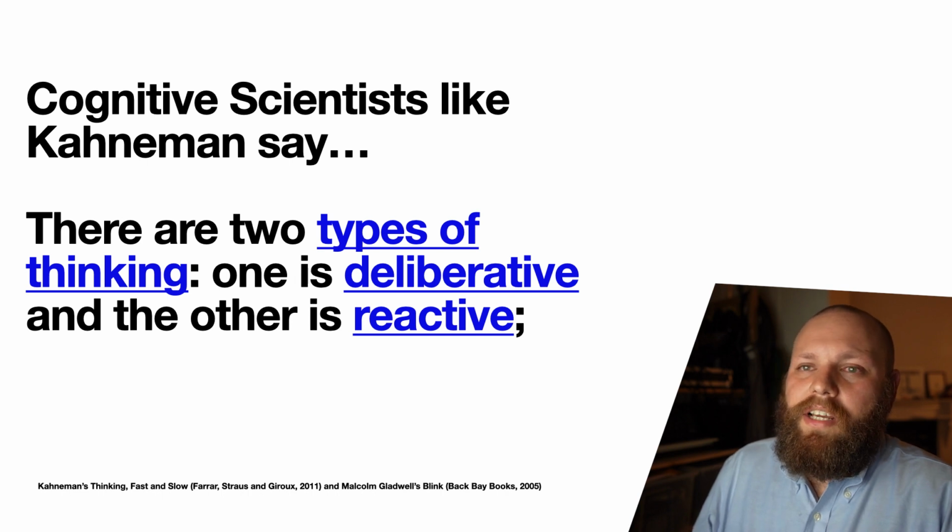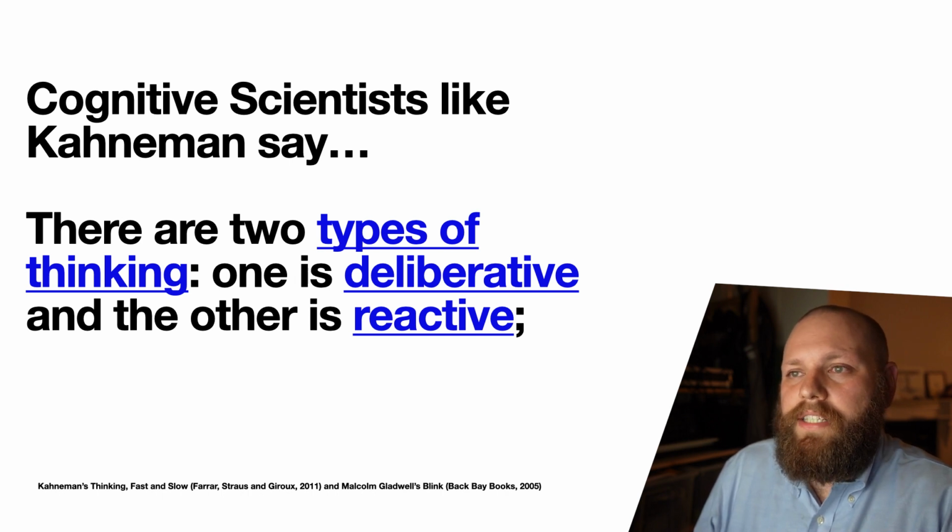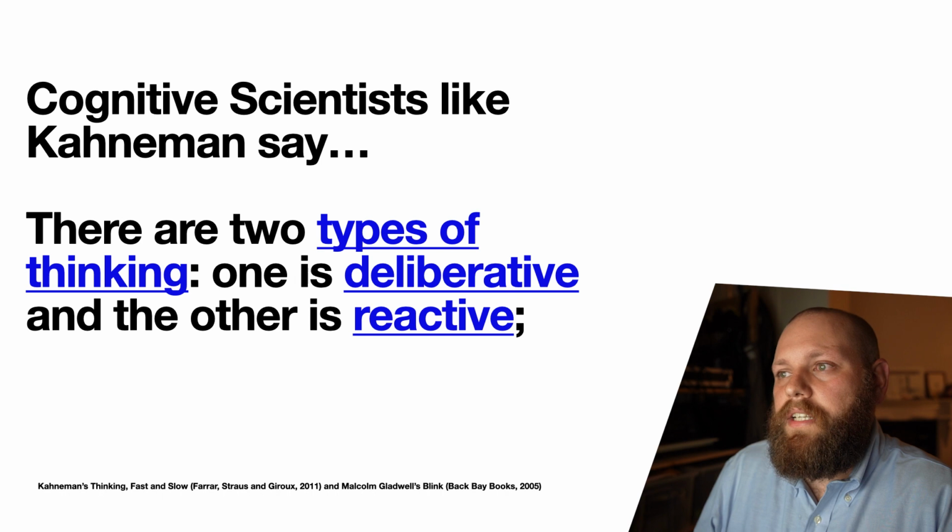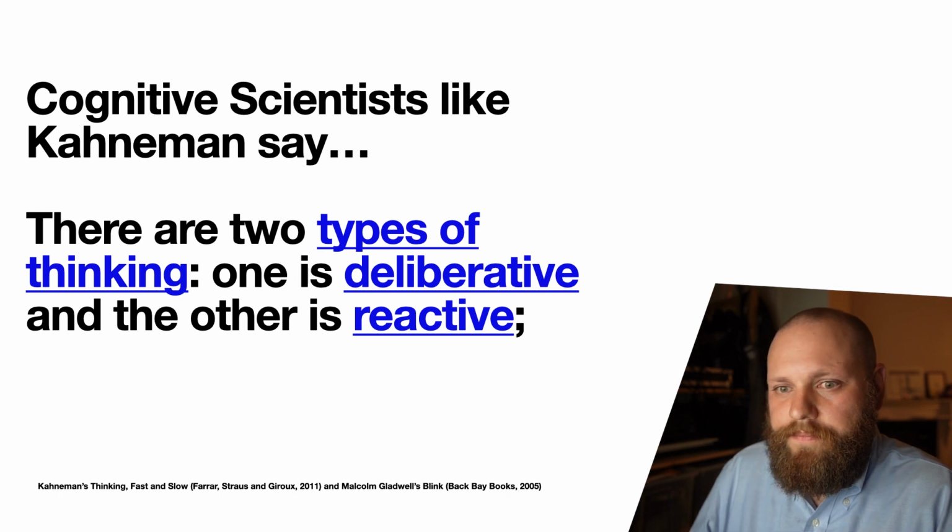So Kahneman's approach here is to talk about two types of thinking, and this is what Thinking, Fast and Slow, the book, is about. But the two kinds and modes of thinking, that is, there is the deliberative and the reactive, these two ways of thinking. One is fast and one is slow.